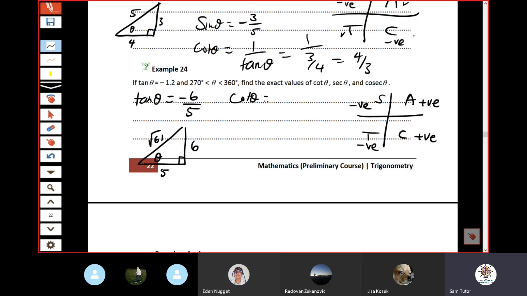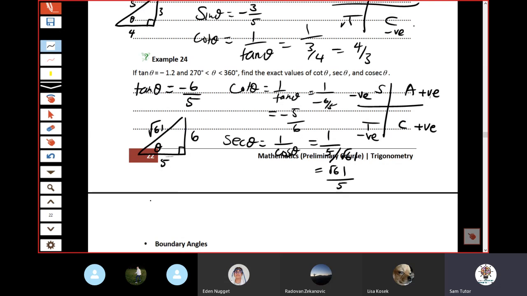No, that's cool. Cot theta again is 1 on tan. 1 on negative, and what's your answer? 5/6, negative. Sec theta is 1 on what? 1 over cos. And then cos is adjacent over hypotenuse, so 5 on root 61. Again, just reciprocal: root 61 over 5.